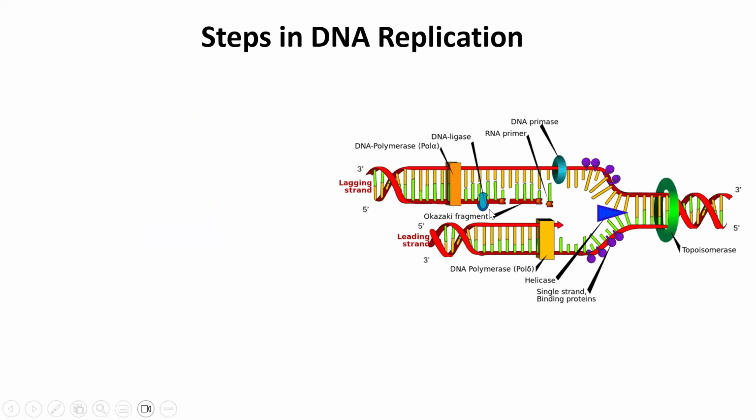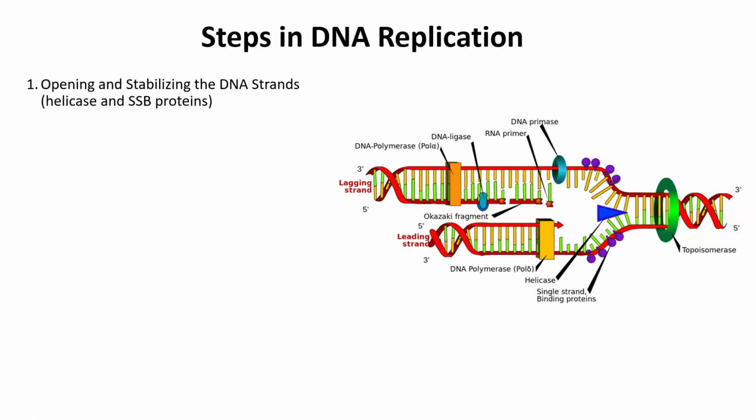So when I was talking about replication forks, this is what that means. So it's like this fork here, where it's like two strands that become opened up by helicase, and the single-stranded binding proteins keep them apart, creating a fork in which the polymerases can go through and set up their way.